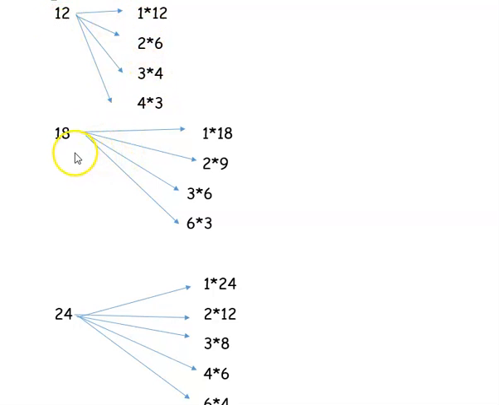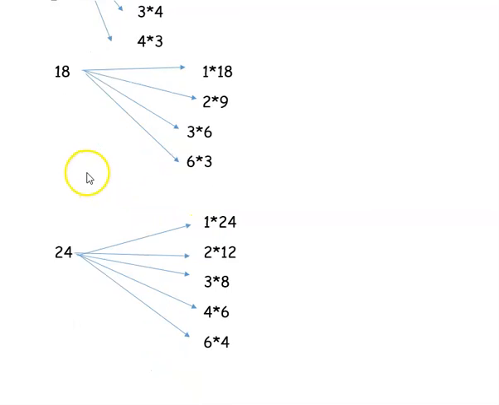Then we will go with the next number, that's 18. So in first table, it's 1 into 18. Second table, if you go, you will get 2 into 9 is 18. Then third table, 3 into 6 is 18. Then in sixth table, 6 into 3 is 18. Then if you go for the number 24, 1 into 24 is 24. Then second table, 2 into 12 is 24. Third table, 3 into 8 is 24. Fourth table, 4 into 6 is 24. 6 into 4 is 24.